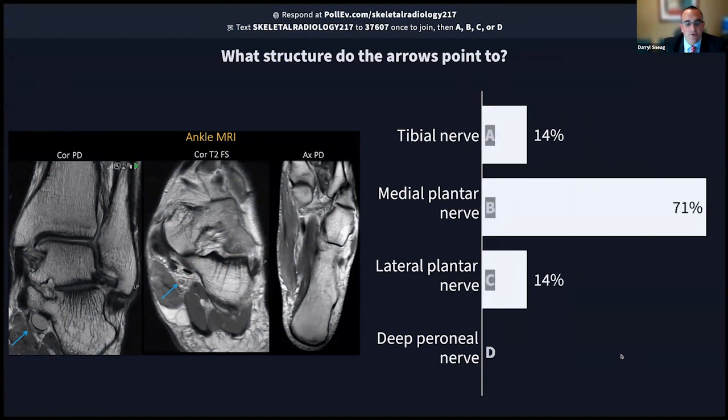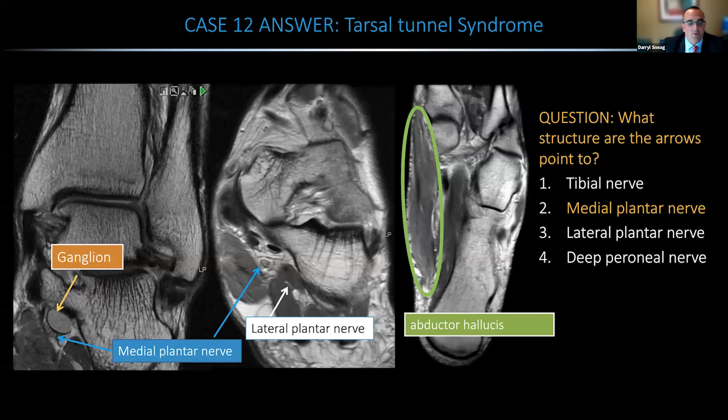Good, so the majority of you have this correct, it is the medial plantar nerve. A few stragglers chose the lateral plantar and tibial nerves. Let's go through this. What we're seeing here is a ganglion cyst within the tarsal tunnel, and it's compressing the medial plantar nerve, impinging the medial plantar nerve. The lateral plantar nerve has already branched off.